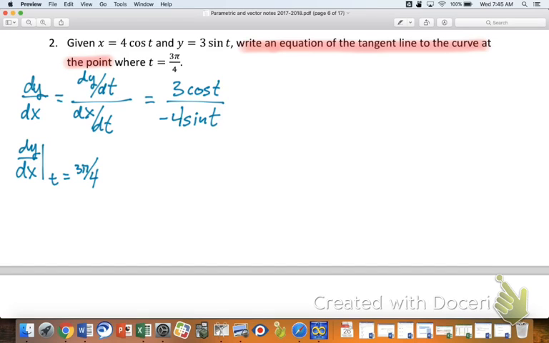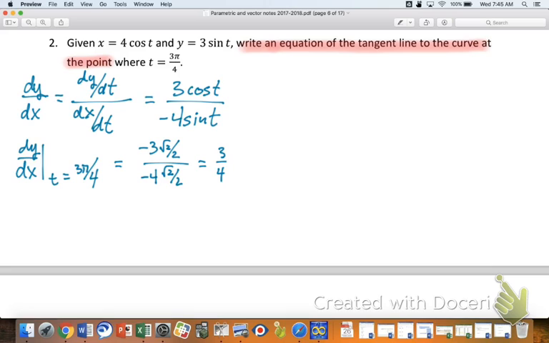So 3 cosine of 3 pi over 4. We're in the second quadrant, so I think that's going to be negative, right? So it'd be negative 3 root 2 over 2 for the top. And then sine of 3 pi over 4, second quadrant, sine is positive, so it would be negative 4 root 2 over 2. And so, of course, what you see here is the root 2 over 2's cancel out, right? So we just end up with positive 3/4 for the slope of the tangent line.